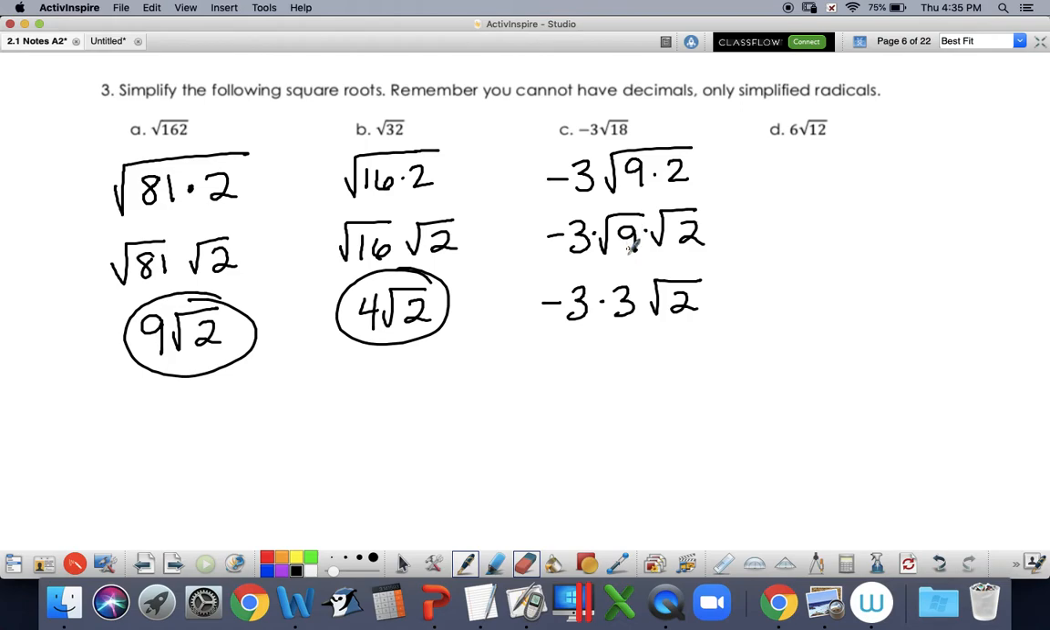I take the square root of 9, it's 3. I now know I just have to perform this operation, this multiplication, and I have simplified this down to -9 square root of 2.